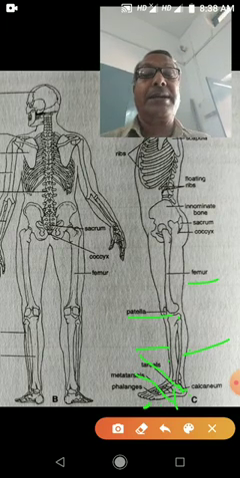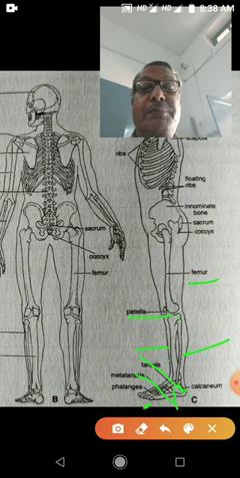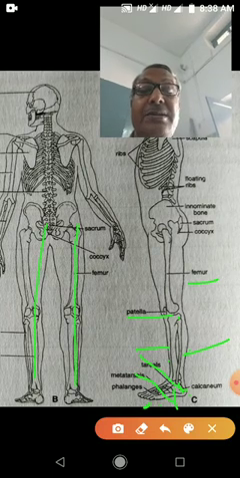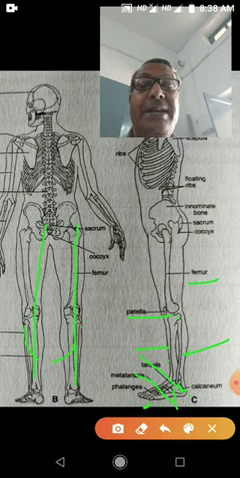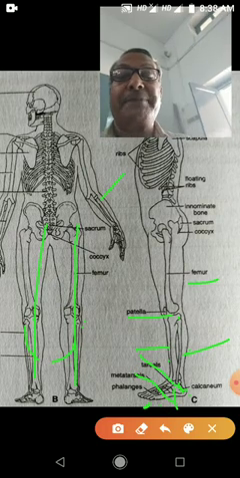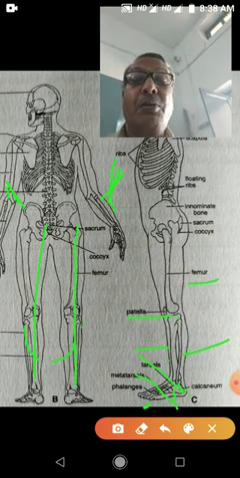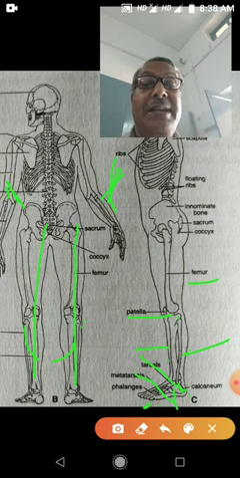So altogether these bones are also 30. So 30 bones are in the left limb, and 30 in the right. So the total is 60. So 60 bones are present in the hind limbs and 60 bones are present in the upper limbs. So 120 bones are present only in the limbs.